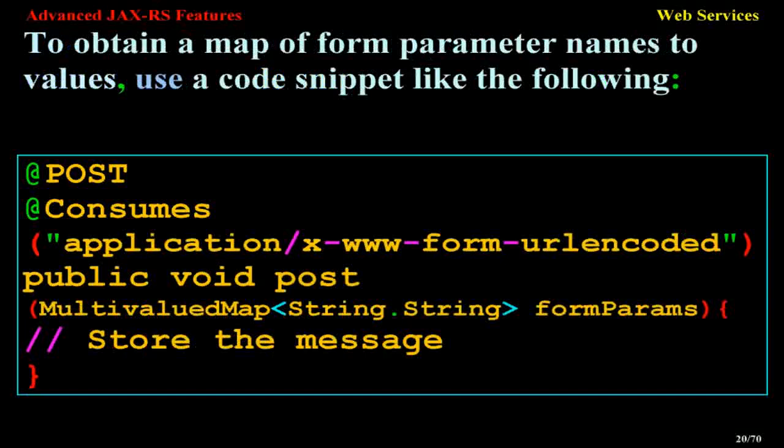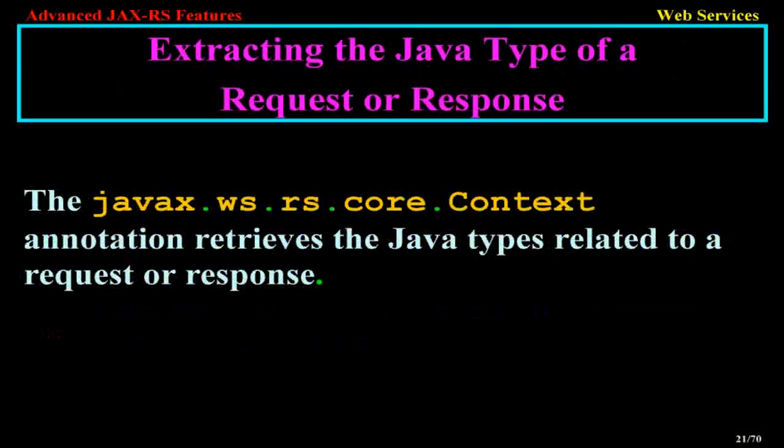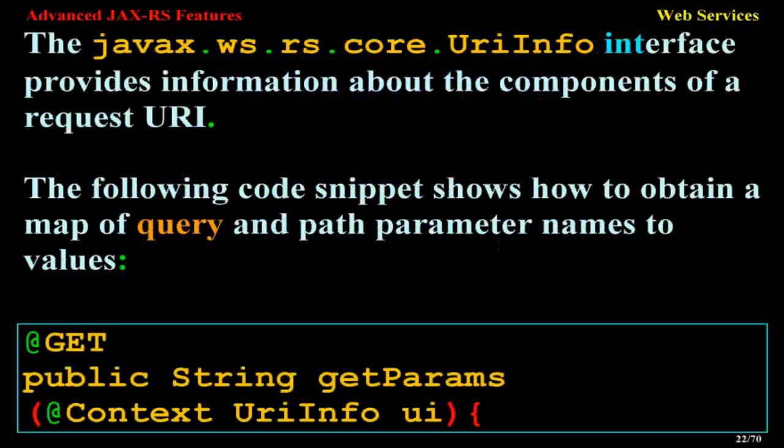Form params. Store the message. Extracting the Java type of a request or response. The JAX-RS core context annotation retrieves the Java types related to a request or response. The JAX-RS core UriInfo interface provides information about the components of a request URI.